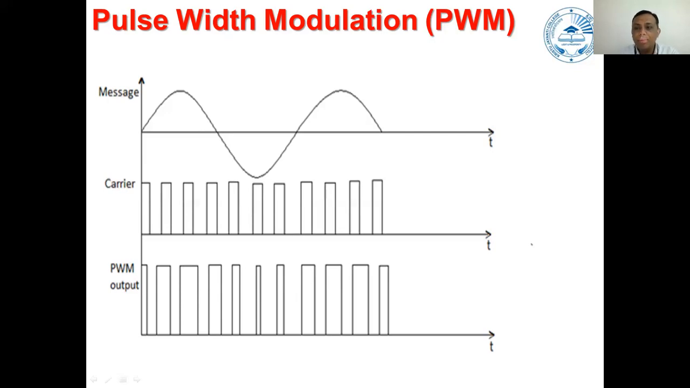Now I can define pulse width modulation. It's a type of pulse modulation technique in which the width of the carrier signal is varied with respect to the modulating signal, keeping the amplitude and position constant. Next, we have the next type of modulation called pulse position modulation. It's a type of modulation technique in which the position of the pulses is varied with respect to the modulating signal, keeping the amplitude and width constant. We'll see the diagram.